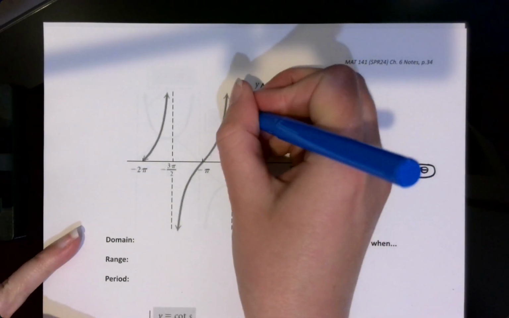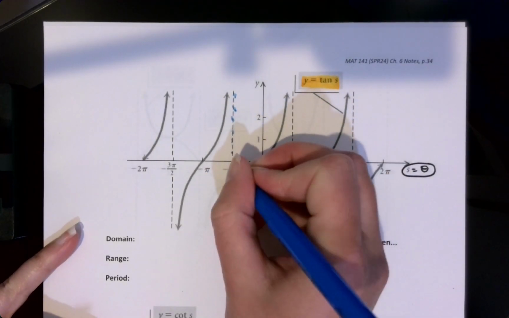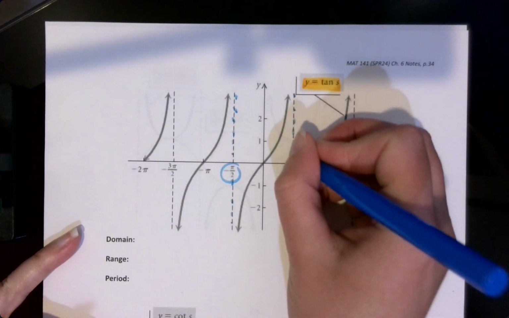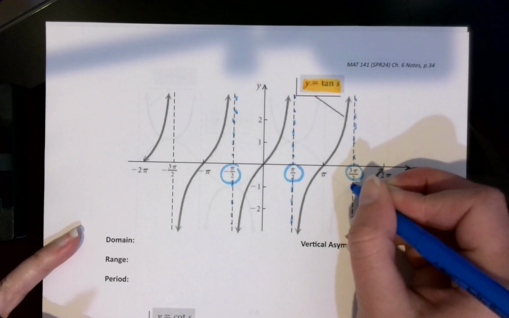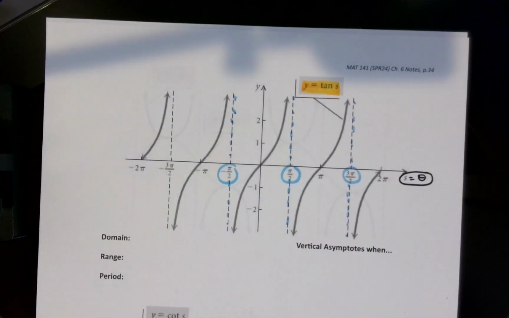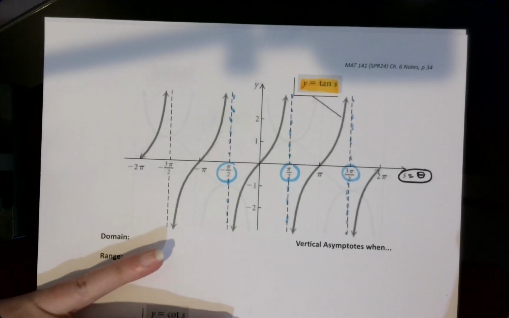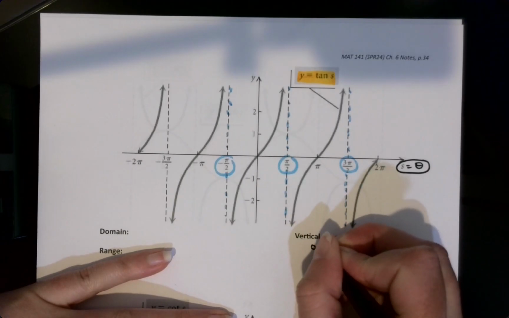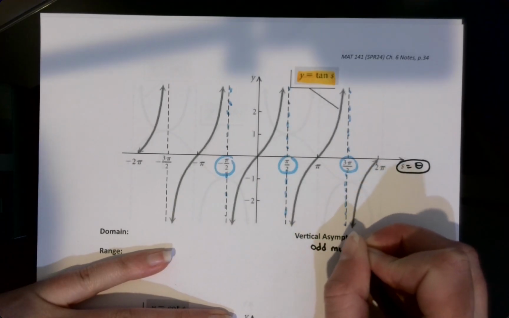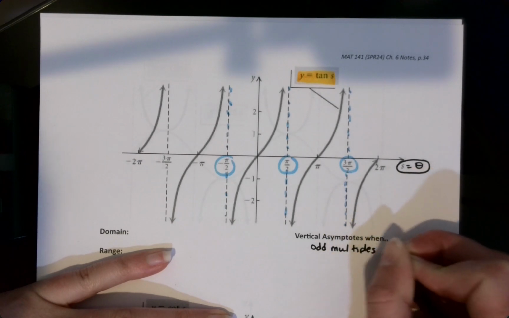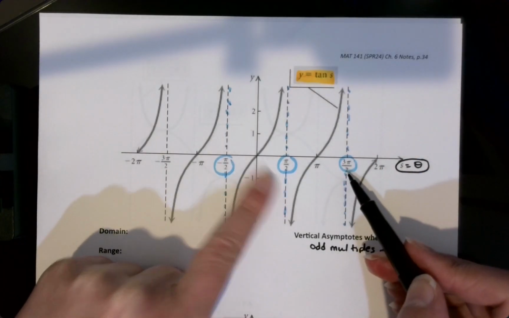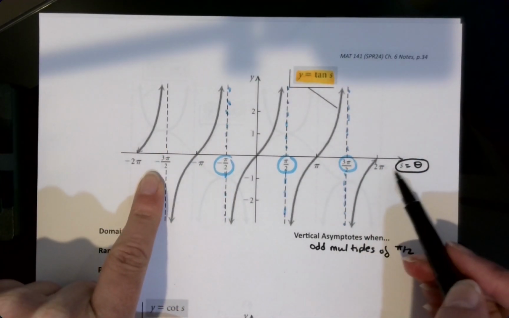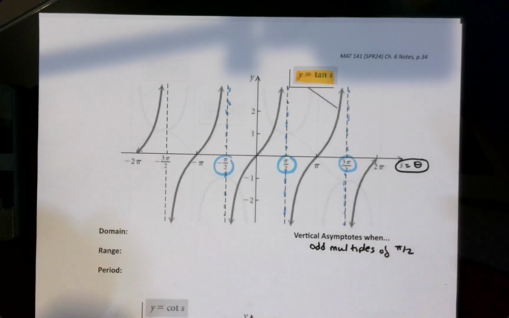So there's going to be a vertical asymptote at negative pi halves. There's a vertical asymptote at pi halves. And there's a vertical asymptote at 3 pi halves. So that seems to be all odd multiples of pi halves. So 1 pi halves, 3 pi halves, negative 1 pi halves, negative 3 pi halves, 5 pi halves. I expect there to be another asymptote and so on.